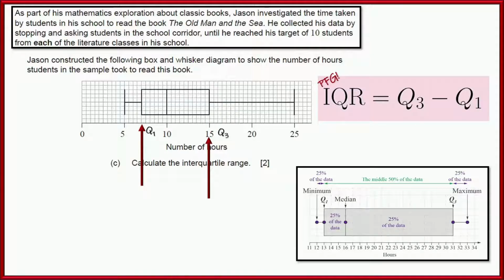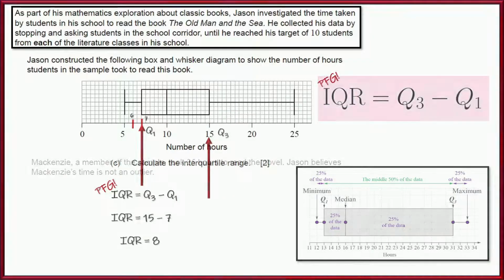Q3 is really easy. That's 15. But Q1, we got to do a little counting. Turns out each 2 points is worth 1. Right? Because if you counted all the way through, you'd end up past 10. So each one line is worth a half, so 2 points is worth 1. So that's from 7 to 15. So the interquartile range, this is exactly what you're going to write down to make sure you get your 2 points, right?